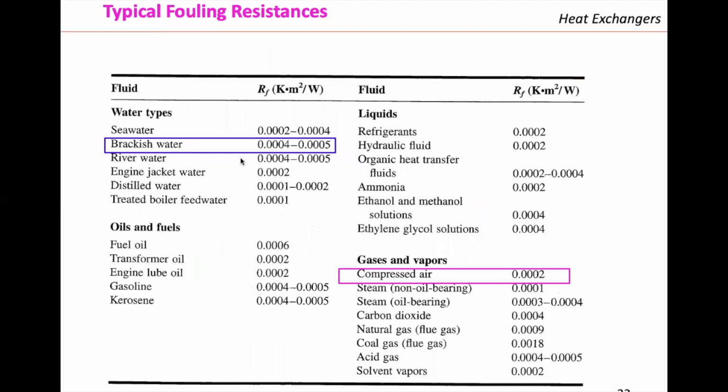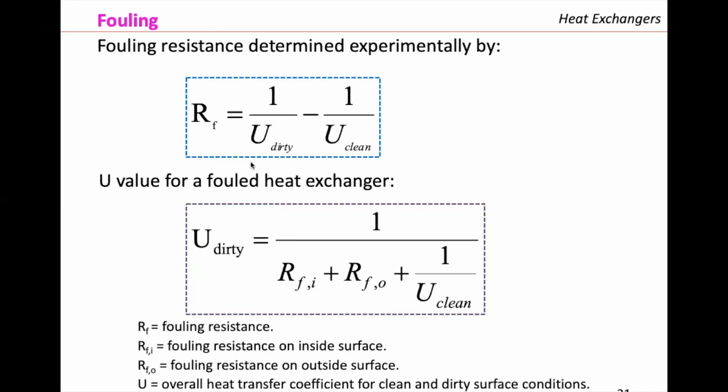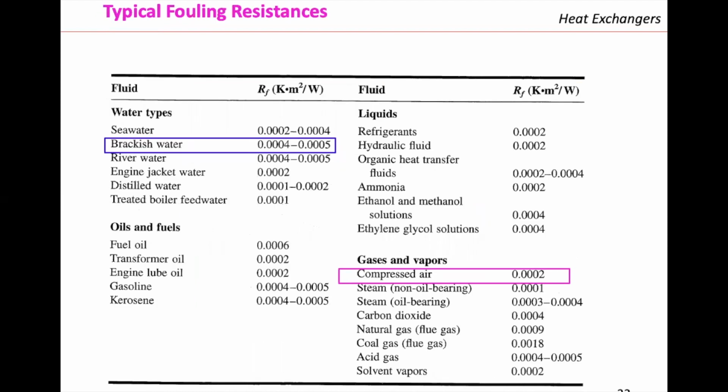And where do you get this resistance for fouling, or this RF, right? Well, you get it from tables. We have tables for these resistances depending on the fluid you are dealing with. For example, brackish water, ethylene glycol solutions, compressed air, cold gas, etc. And as you can see, some of them have two values. For example, brackish water has a range of fouling resistance between 0.004 and 0.005.